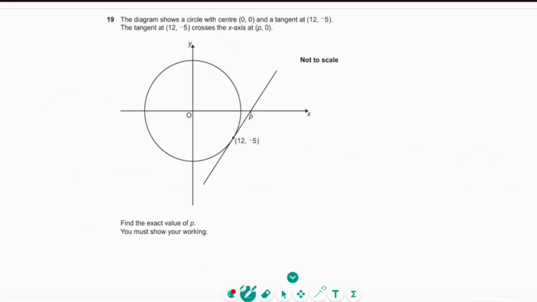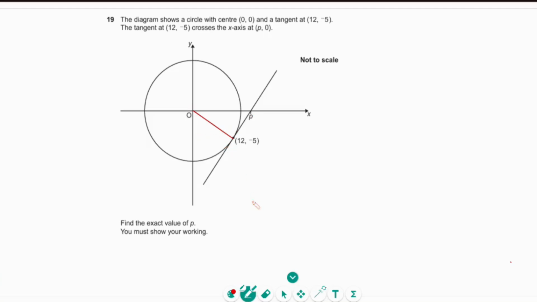The diagram shows a circle with centre 0, 0 and a tangent at 12, minus 5. The tangent at 12, minus 5 crosses the x-axis at P, 0. Find the exact value of P. This is the radius of our circle. Also, knowing from our circle theorems that when you get a tangent touching a radius, we've got 90 degrees here. We know that this tangent is perpendicular to the radius.